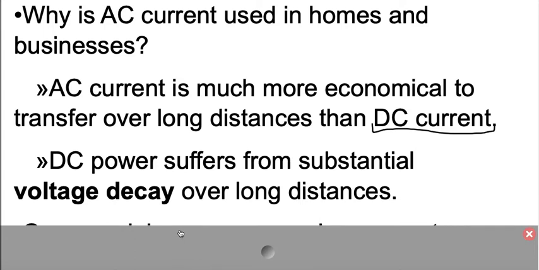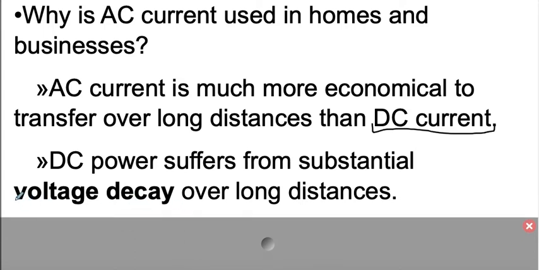Another thing is this thing called voltage decay over long distances. If you're using DC current, then when you have a long wire, it's going to lose a lot of its voltage. AC current's going to lose voltage as well, but DC current has a lot more voltage decay than AC current. And if you think about, like I just talked about, AC current, we have the high voltage wires. We're running electricity over several miles to get from the power plant to the transformers to the house.